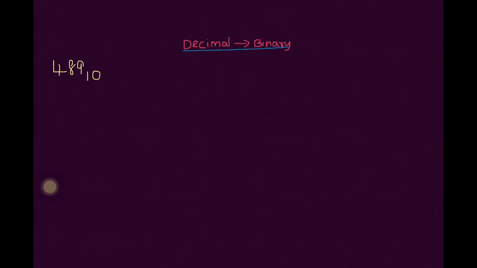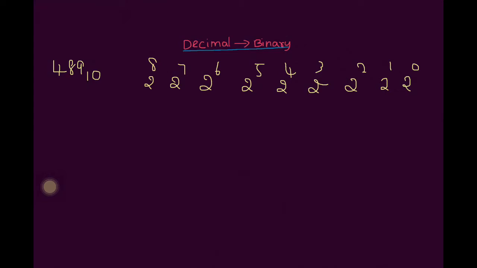I have a number, 489 to the base 10, which is a decimal number. I want to convert this number into binary. I am writing 2 here because I want to convert into binary code, which has base 2. So: 2 power 0, 2 power 1, 2 square, 2 cube, 2 power 5, 2 power 6, 2 power 7, 2 power 8.